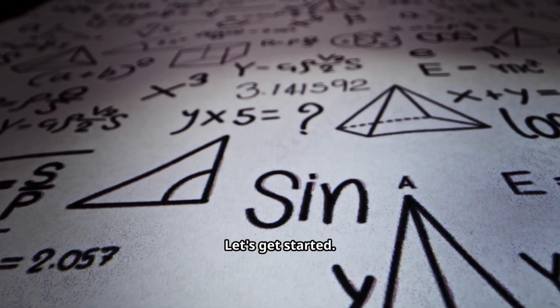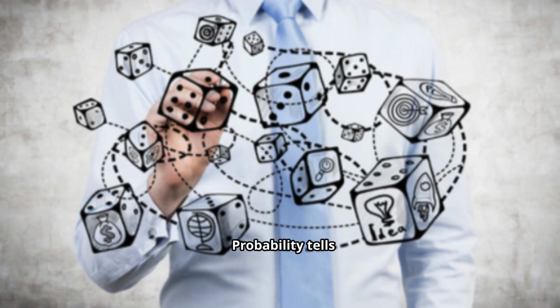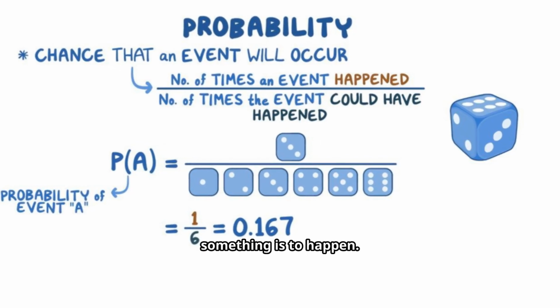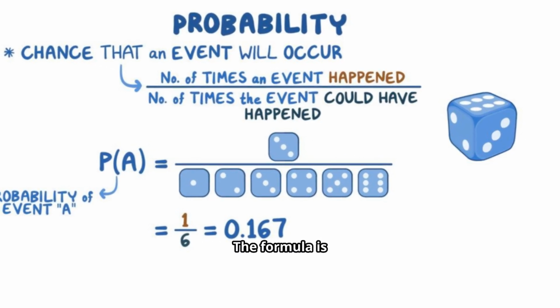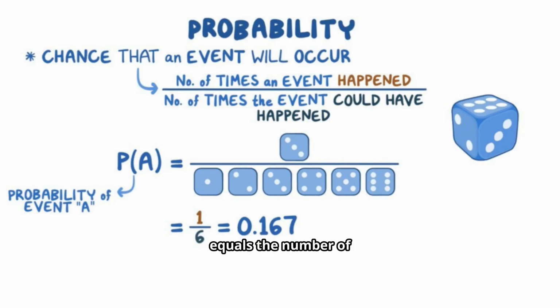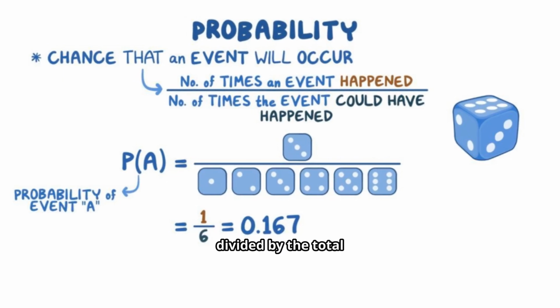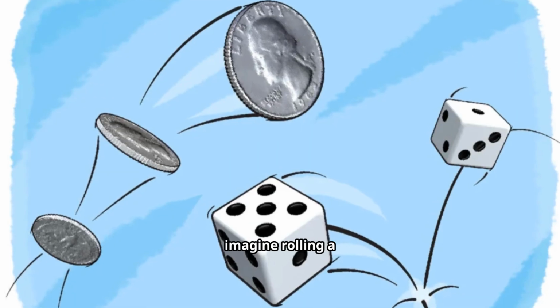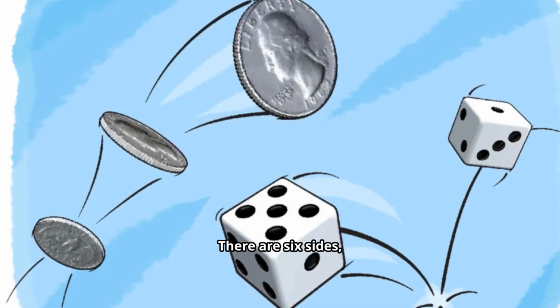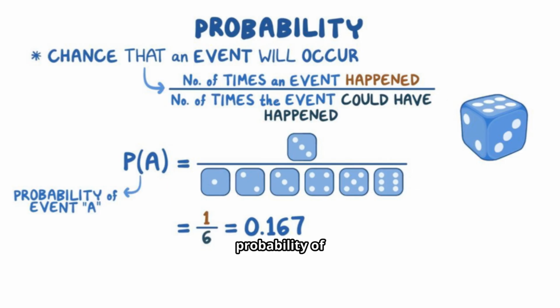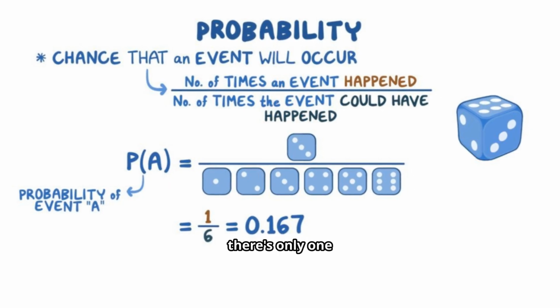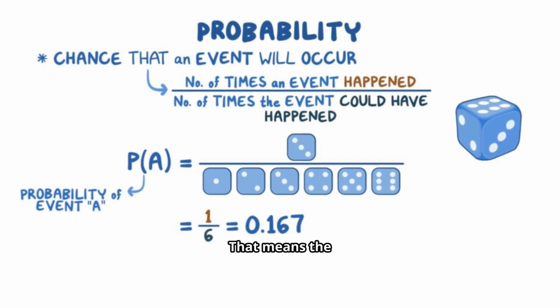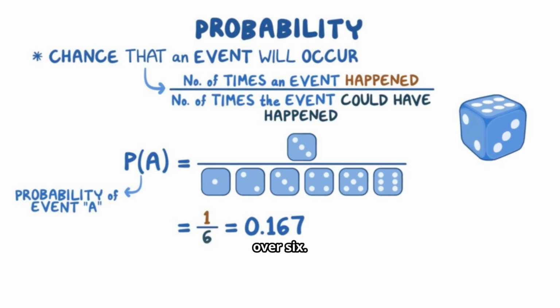Let's get started. Probability basics. Probability tells us how likely something is to happen. The formula is always probability equals the number of favorable outcomes divided by the total number of possible outcomes. For example, imagine rolling a single die. There are 6 sides, so there are 6 possible outcomes. If we want the probability of rolling a 5, there's only one favorable outcome. That means the probability is 1 over 6.